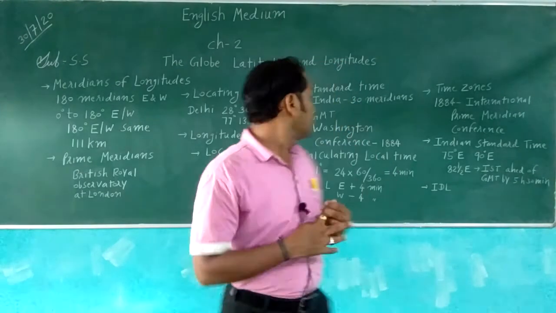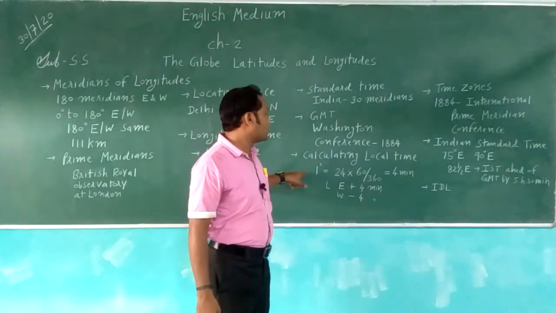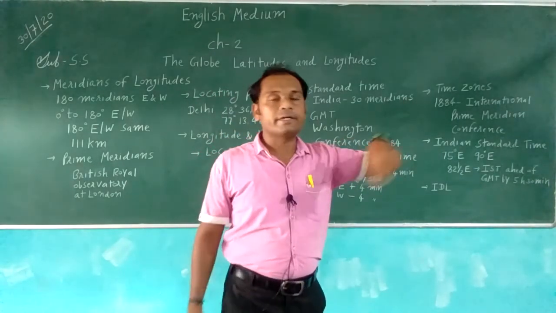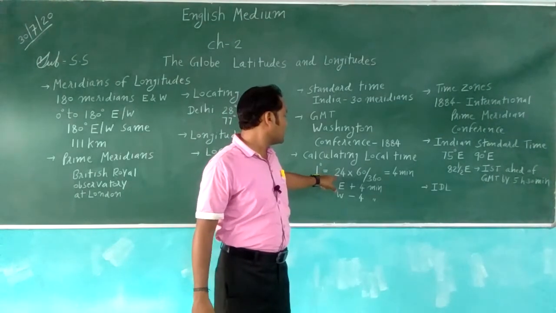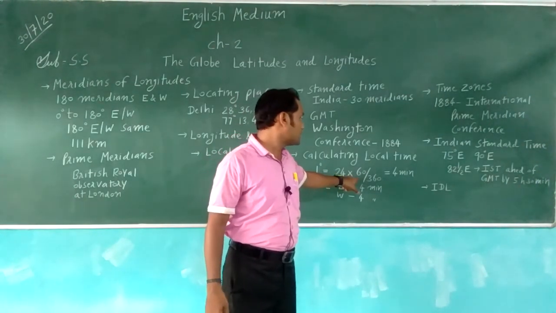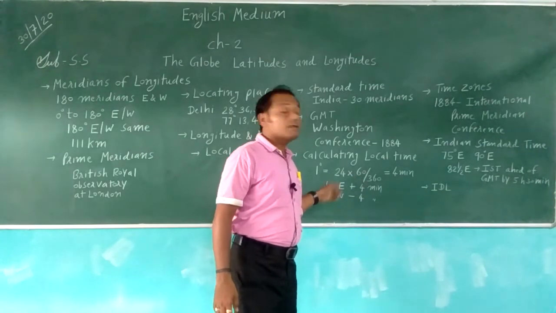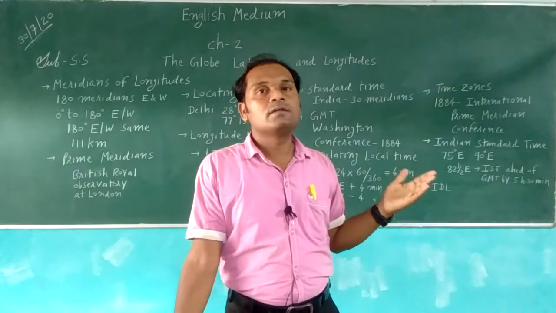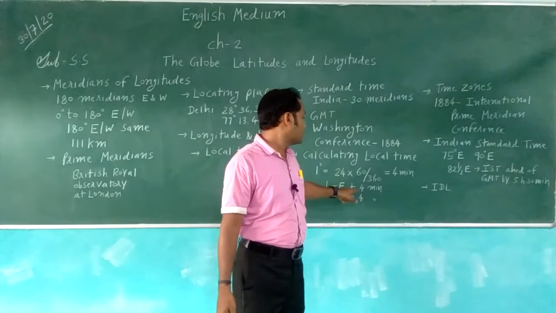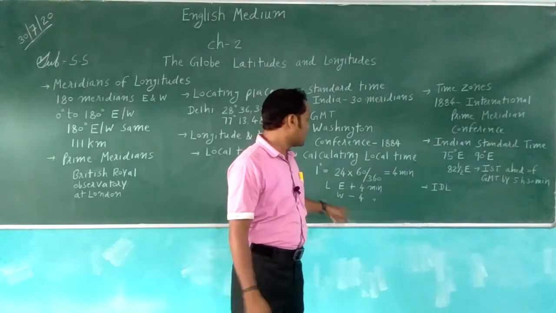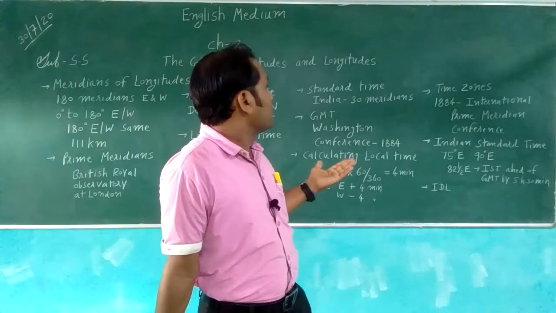Now, calculating the time. The earth takes 24 hours to rotate one revolution, which is 360 degrees. So 24 hours multiplied by 60 minutes, divided by 360, gives 4 minutes. In short, the earth takes 4 minutes to complete 1 degree. So on the east side, 4 minutes will be added for each degree, and on the west side, 4 minutes will be subtracted. This is called calculating the time.